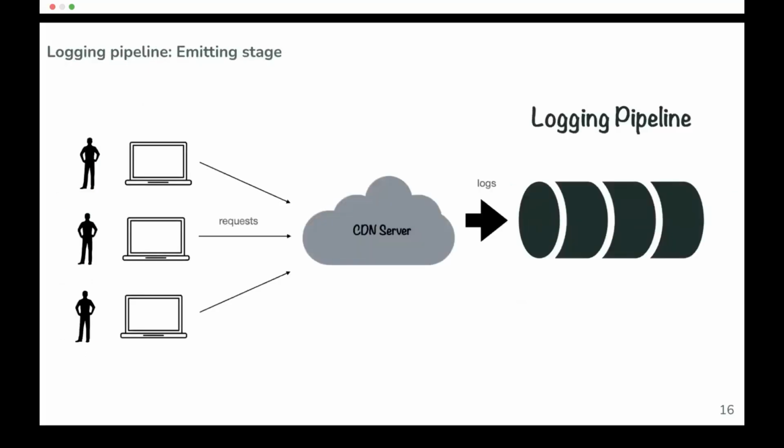First is the emitting stage. In the emitting stage, data is accepted from production systems and prepared for shipment in the logging pipeline.